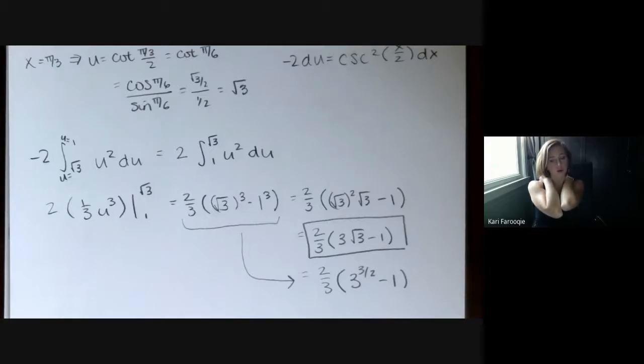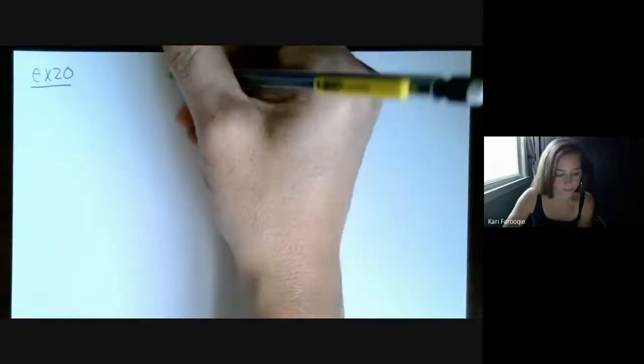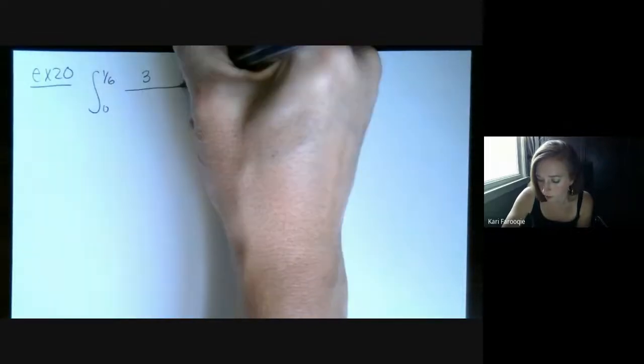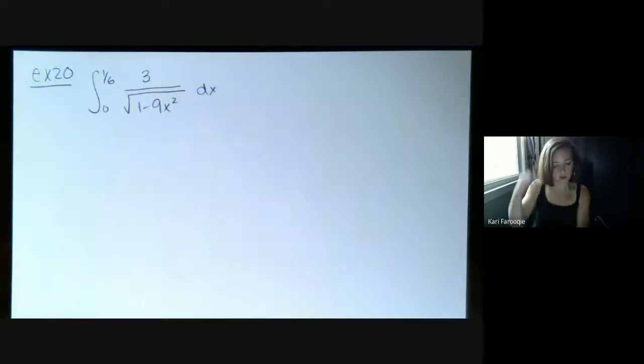Okay, so now I want to go through some inverse trig examples. Before I do that, does anybody have a question here? So I did 2 inverse trig functions on the asynchronous work. I think I have 2 of them for you here now. Okay, so we're going from 0 to 1/6, and you have 3 divided by the square root of 1 minus 9x squared dx.